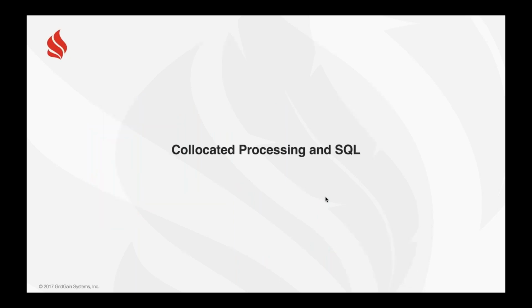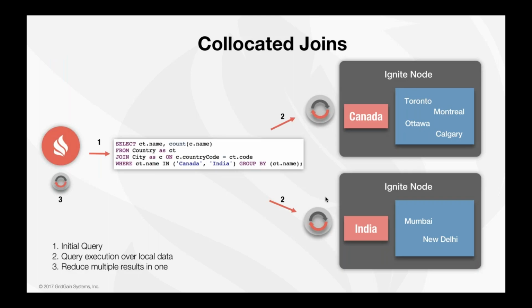Okay, so let me just show you some examples. Firstly, let's look at this notion of co-located joins and how actually this translates into SQL, for example. All right, so here's a join that we're doing. We're selecting some data. We have got a couple of tables that we're working with, and we've specified that we've got Canada and its cities stored on one particular Ignite node, and India and its cities stored on another one.